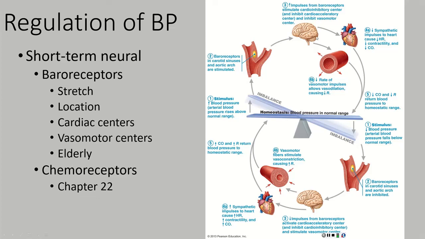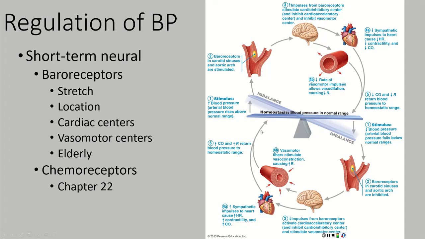We're going to talk about the cardiac centers. So we're going to decrease heart rate, and we're going to decrease contractility. Both of those things are going to result in decreased cardiac output. And decreased cardiac output also lowers blood pressure. So all of these three things, the drop in peripheral resistance from vasodilation, and the drop in cardiac output from decreased heart rate and decreased contractility, are going to bring our blood pressure back down to normal.